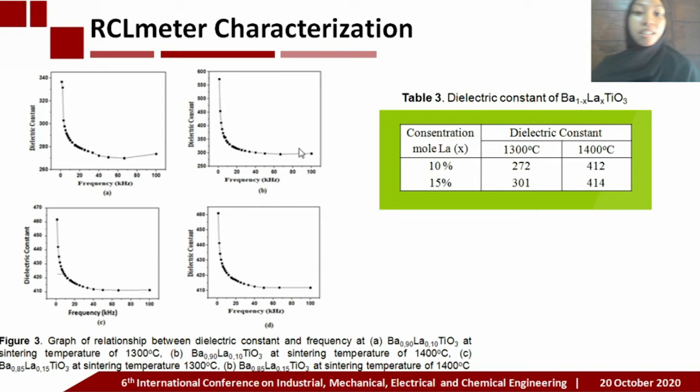And this is the result of RCL meter characterization. This is the relation between dielectric constant and frequency. It shows that with increasing frequency, the dielectric constant decreases. It is because when the input frequency is low, the charge oscillates with the same frequency as the electric field given, where the direction of the dipole can adjust to the direction of the electric field so that the dielectric constant is high. When the frequency given is too high, the dipole cannot follow the electric field, so the dielectric constant decreases.